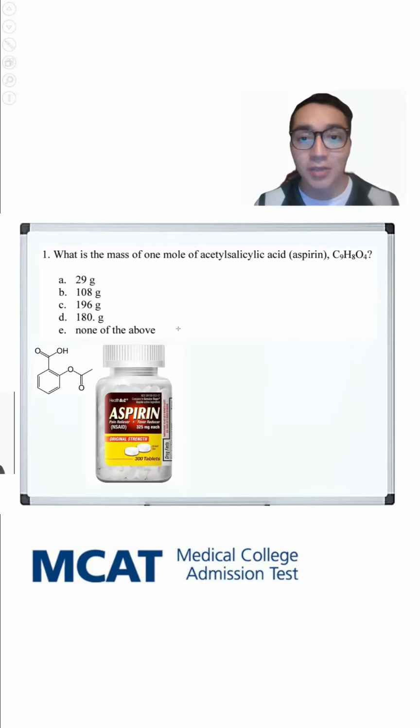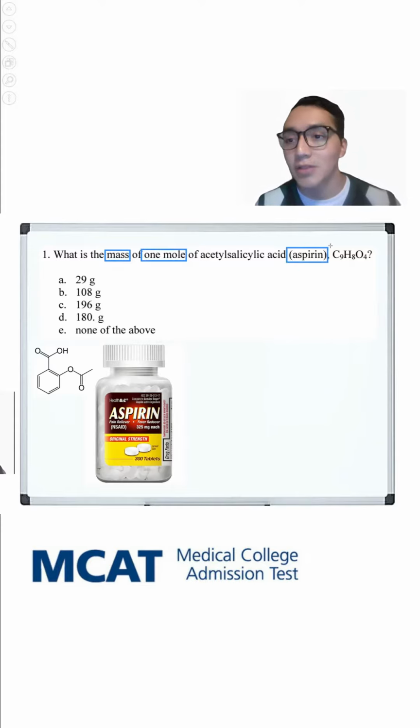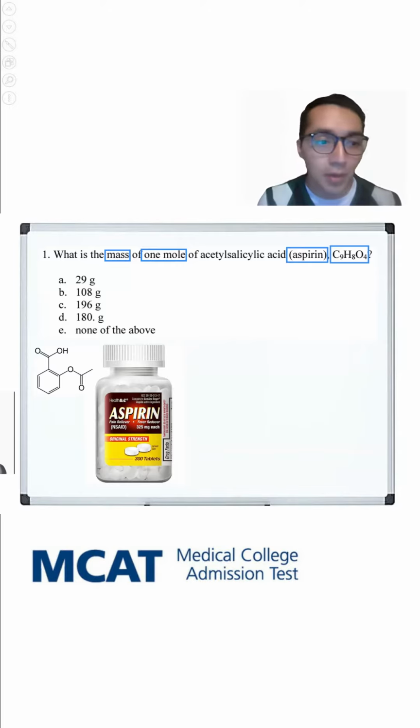This is general chemistry, for this section, stoichiometry. Number one, what is the mass? We are going to calculate the mass of 1 mole of acetylsalicylic acid, the main component in aspirin. And additionally, we have the formula of this compound. So in this case, we need to determine the molar mass of this compound.